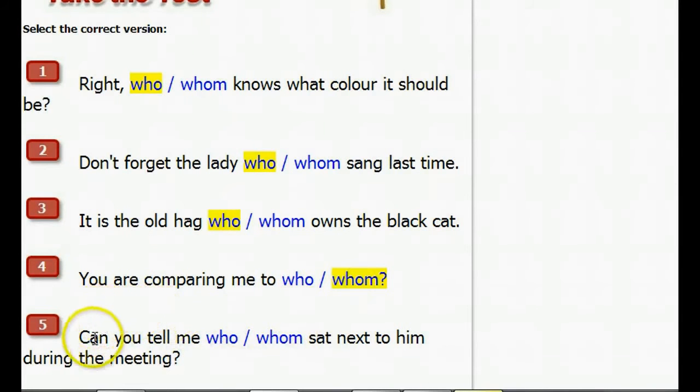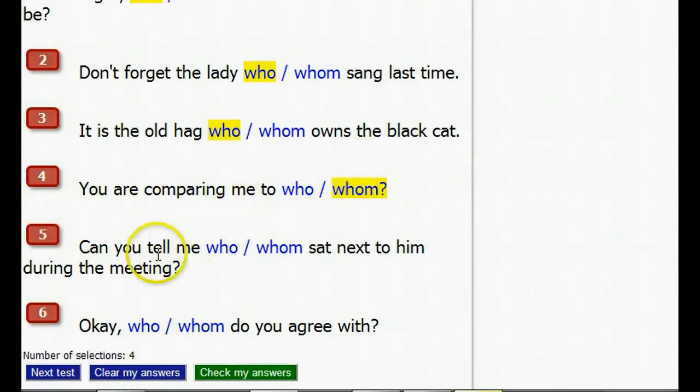And then this last one is, can you tell me who or whom sat next to him during the meeting? Actually, I don't think this is the last one. I think we have one more after this one. Let me see. Yes, we do. Okay. Can you tell me who or whom sat? Okay. So let's look at this verb sat. What are we talking about that did the action? What is the subject of this verb sat? Well, it's got to be one of these. And if it's a subject, we know it has to be who.